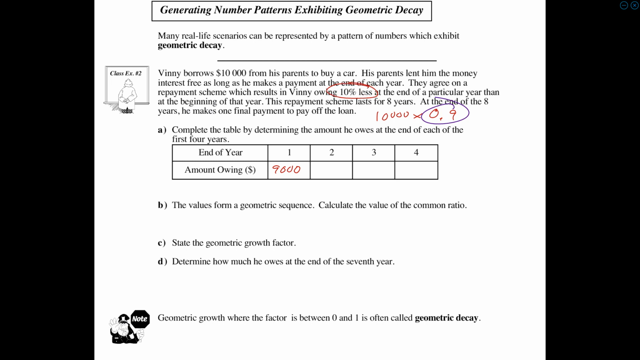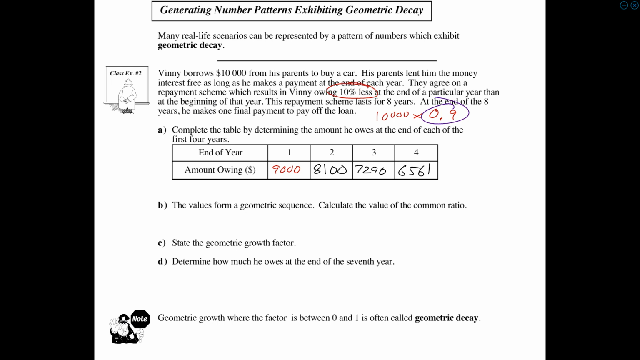So then the next time, same idea. At the end of the second year, we need to have 10% less than this. 10% of 9,000 is 900. So he now owes 8,100. Right, and continuing on. So let's see, 8,100 times 0.9. Yeah, so 810 exactly. So 7,290. And then times 0.9.